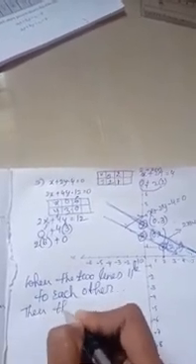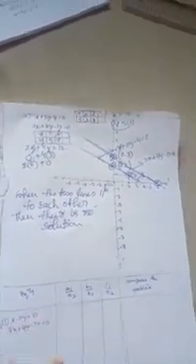When the 2 lines are parallel to each other, then there is no solution. We get no solution. There is no solution. These are the 3 cases in drawing the graph for simultaneous linear equations.